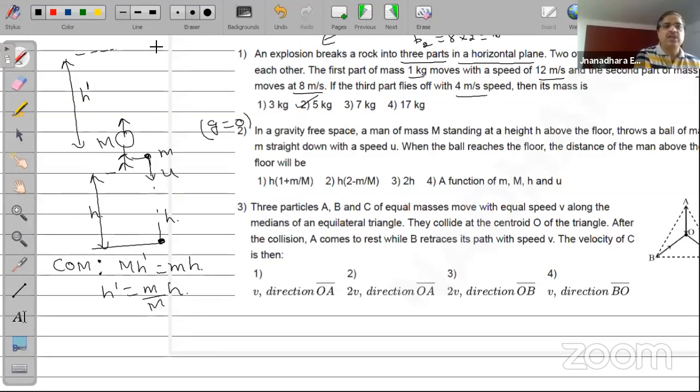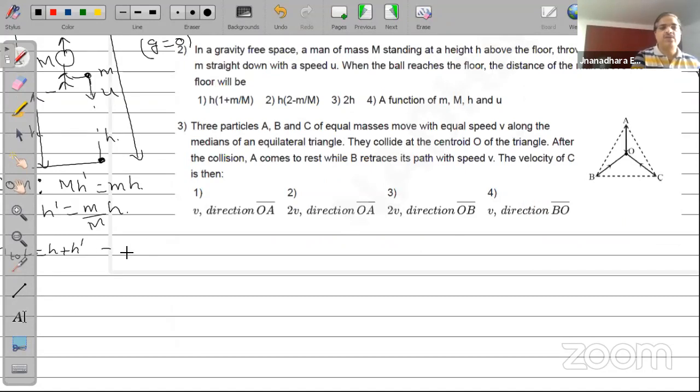Now, what is the total height of the man? That is what is being asked in the problem. So the total height will be equal to h plus h dash, which will be equal to h plus m by M into h. Just see which one actually gives you the right answer here. So h into 1 plus m by M. Remember, the greater the mass that he takes and throws, the greater will be the height to which he can go. It depends on that. So the first one should be the right answer to this.